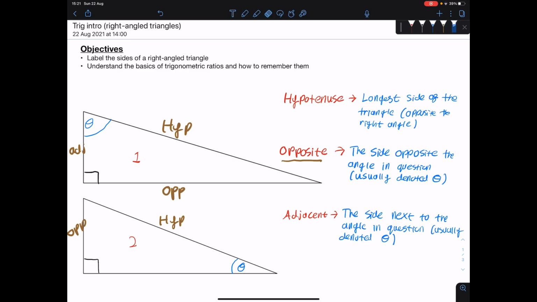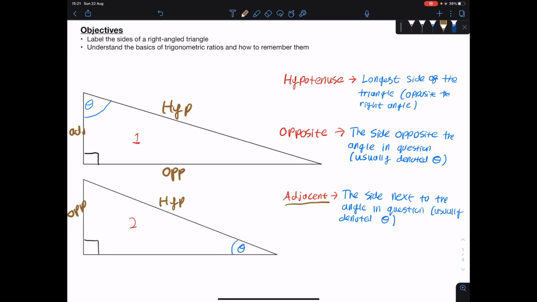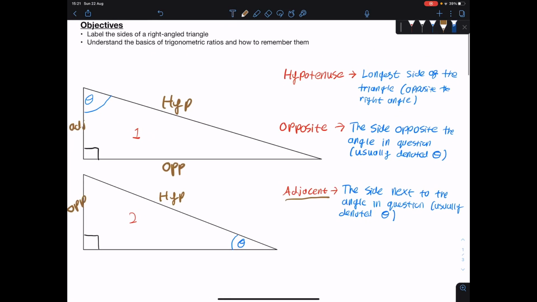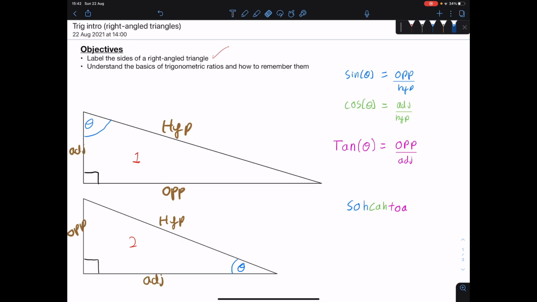Finally, we want to label the adjacent side, and this is a side that is just next to the angle that we are considering, here being theta. The side which is next to this angle theta is just this side here. We label this the adjacent. The adjacent side cannot be this side here because this side is already the hypotenuse, the longest side on the triangle.